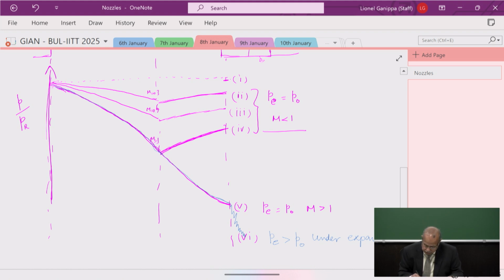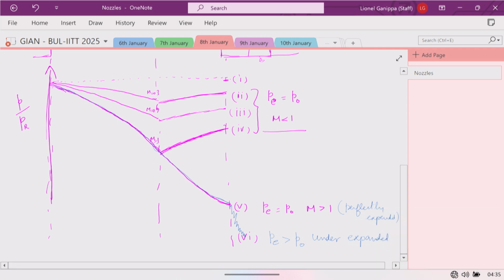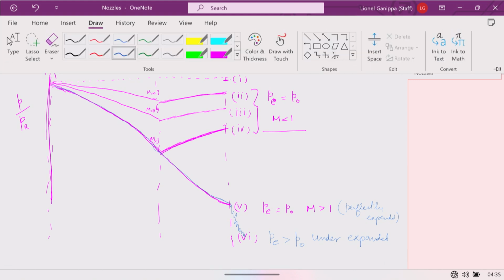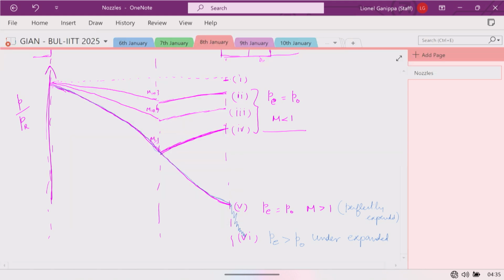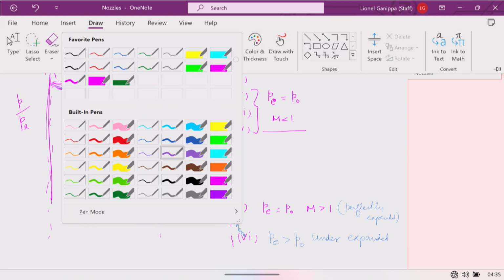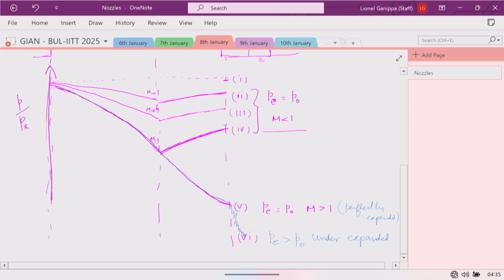When PE is equal to P naught, it is a perfectly expanded situation. Now let's continue to do this experiment. Let's say this is the point here, 7.